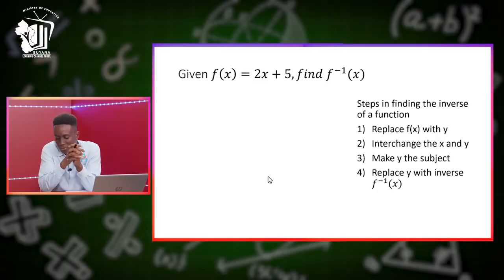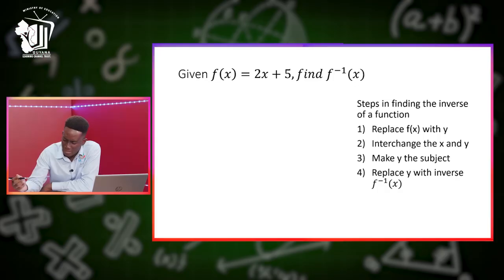So we have the first example. Given f of x is equal to 2x plus 5, find f inverse of x. And as you can see, this is the symbol that we use for inverse, a little -1 at the top. That is the inverse symbol. So this is read f inverse of x. So the steps are simple, 4 simple steps. And with constant practice, you will be able to commit these to memory.